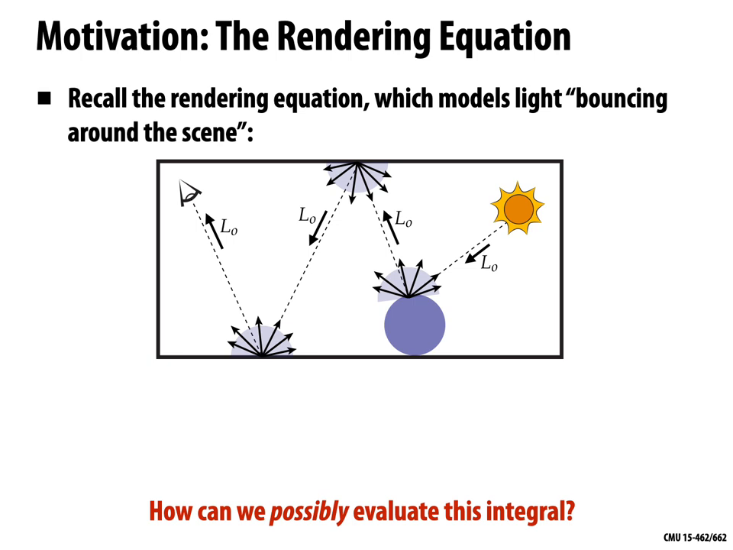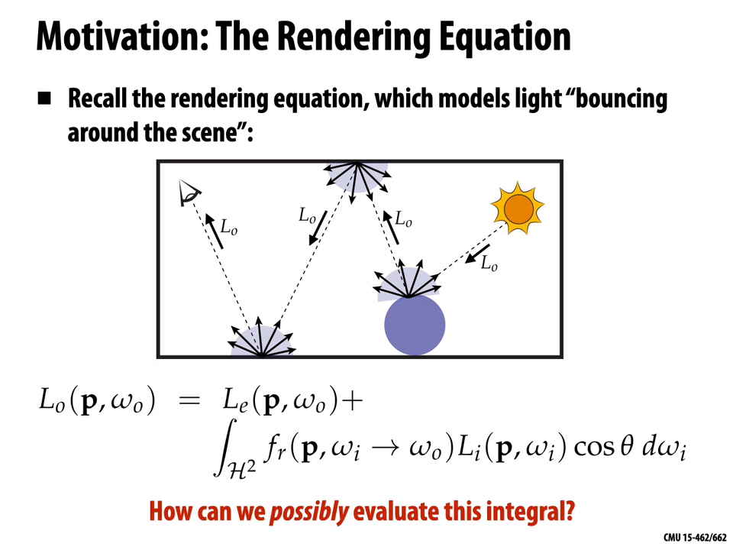So last time we talked specifically about the rendering equation, which is the basic thing that's going to let us model essentially how light bounces around a scene in order to generate an image. And the thing that we saw with the rendering equation is that it's a recursive integral equation. So to determine how much light or radiance is coming out of a point P in a direction omega naught, we're going to have to integrate over all incoming directions omega I, right?